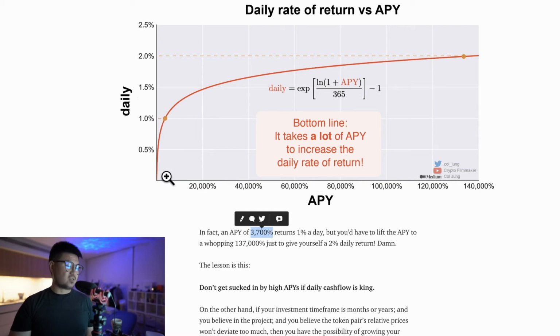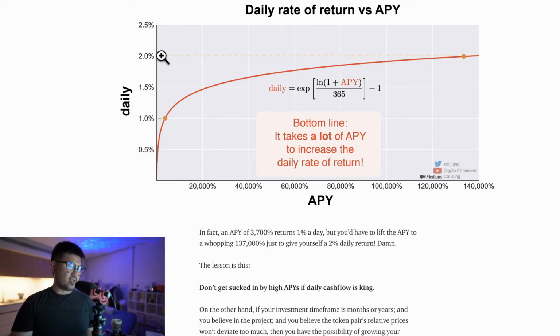So again, 3,700% APY is equivalent to getting 1% per day. Now, what if you wanted to double that 1% return to 2% per day? Well, you have to increase your APY by a lot in that case to get that 2%. In fact, you have to increase your APY from 3,700% all the way up to 137,000%.